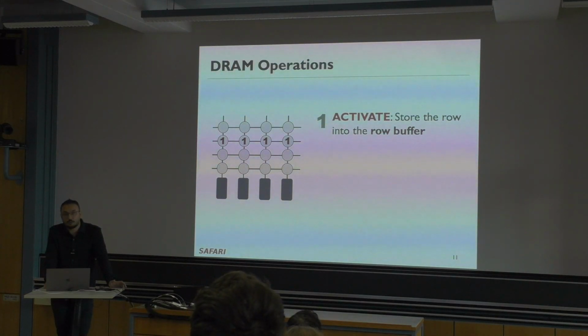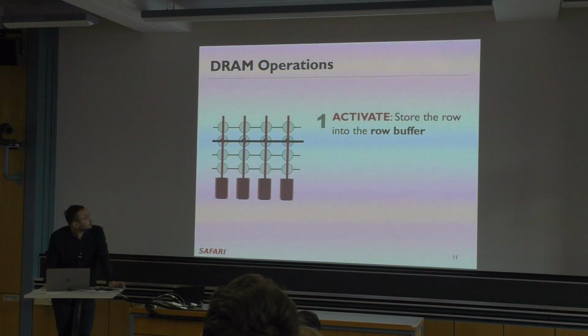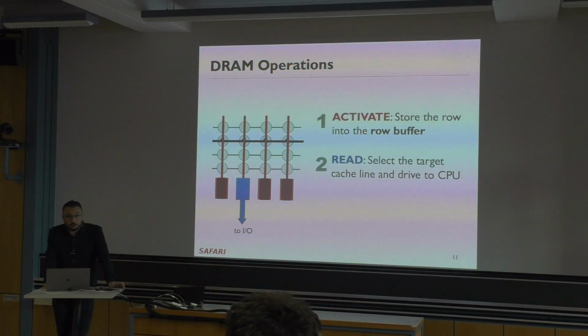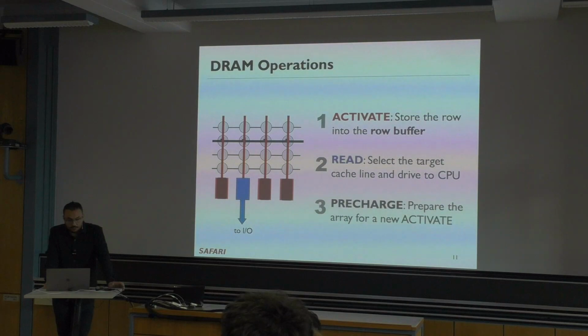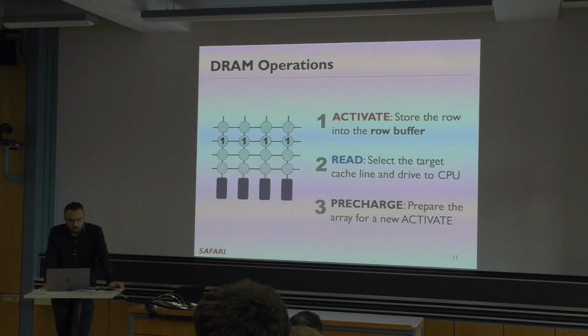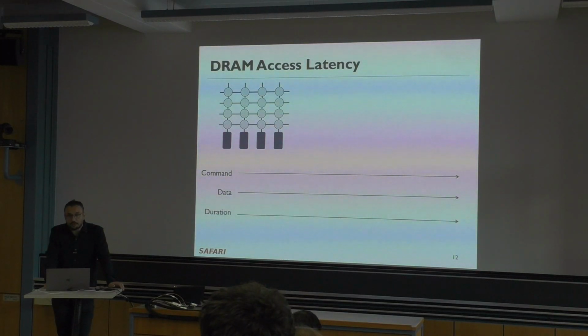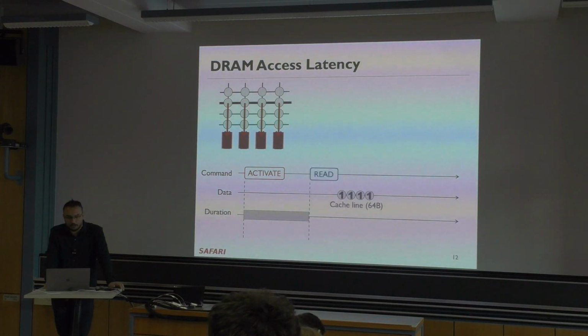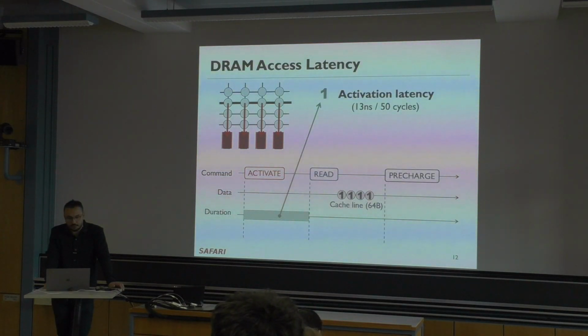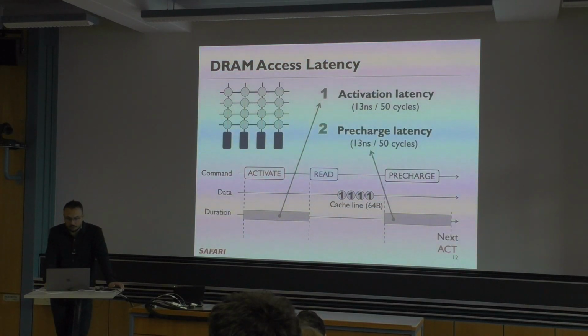So you first need to activate to reach the cells here. You activate the word line, and the voltage level is sensed by the sense amplifiers at the bottom. And then you read from the sense amplifier. And then you pre-charge it back to get prepared for the next activation. And when we look at the latencies, this row activation and pre-charging the bit lines takes a long time in accessing these DRAM cells.